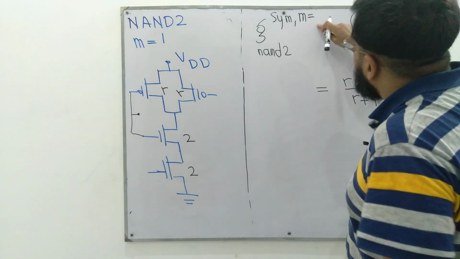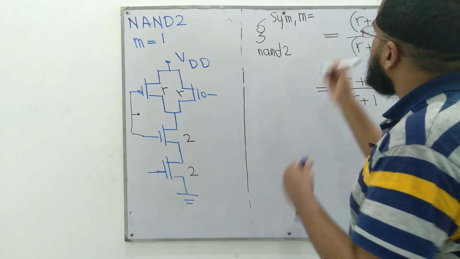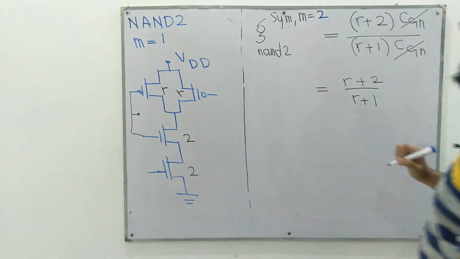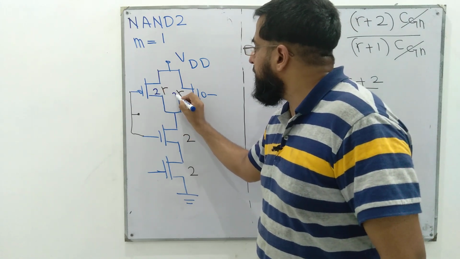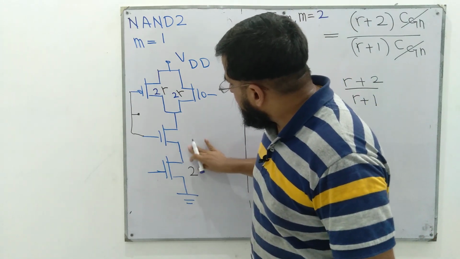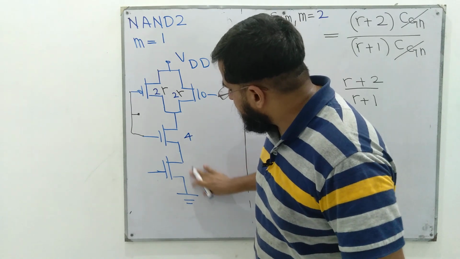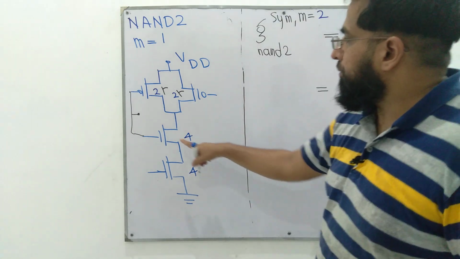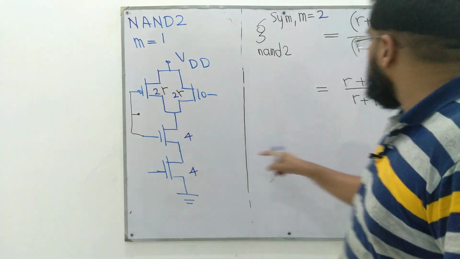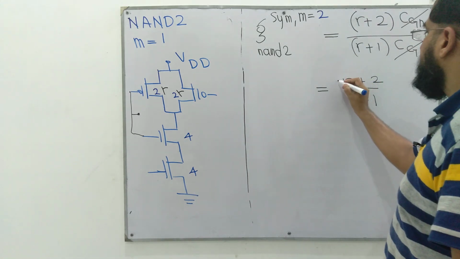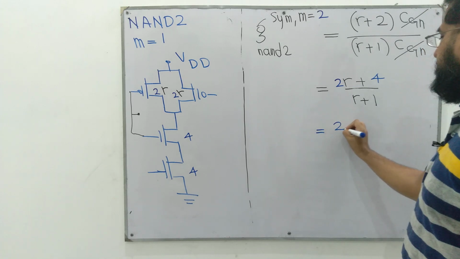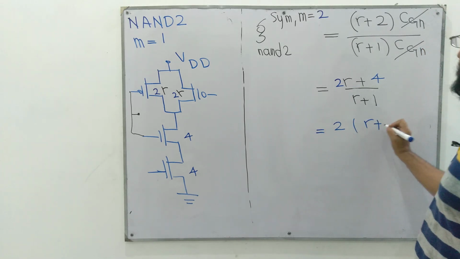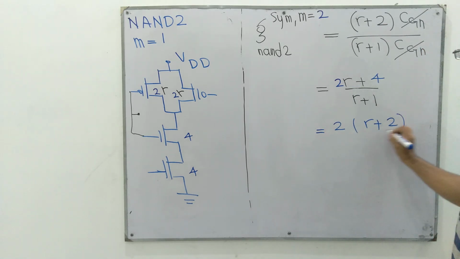What about the case if this NAND has a scaling factor 2? We have already studied that. This would be 2, this would be 2, this would be 4, this would be 4. So in the worst case, it would be 2R plus 4 instead of R plus 2. It would be 2R plus 4. So we can take 2 as common, R plus 2 over R plus 1.